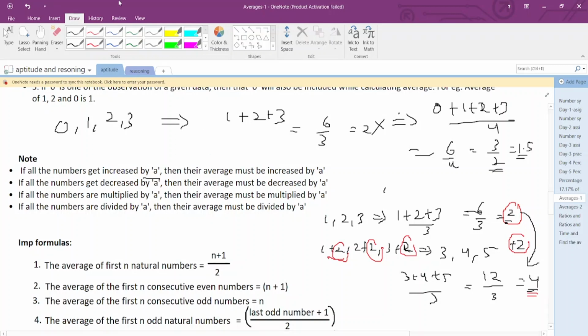See, in the same way, if all the numbers get decreased by a, then the average also must be decreased by a. In the same way, if all the numbers are multiplied by a, then the average must also be multiplied by a. Here a means any number. In the same way, for division also it will be applicable. So these are the basic things you can learn. The kind of questions that may be asked: if each and every data value has been increased by 5, what is the resultant average?